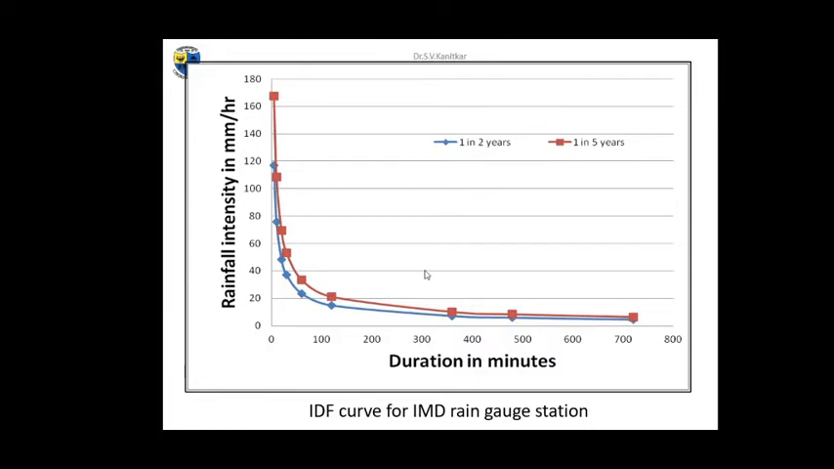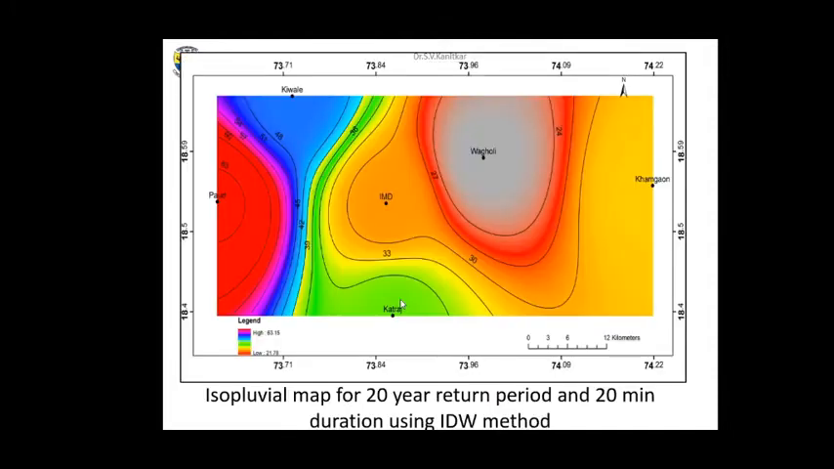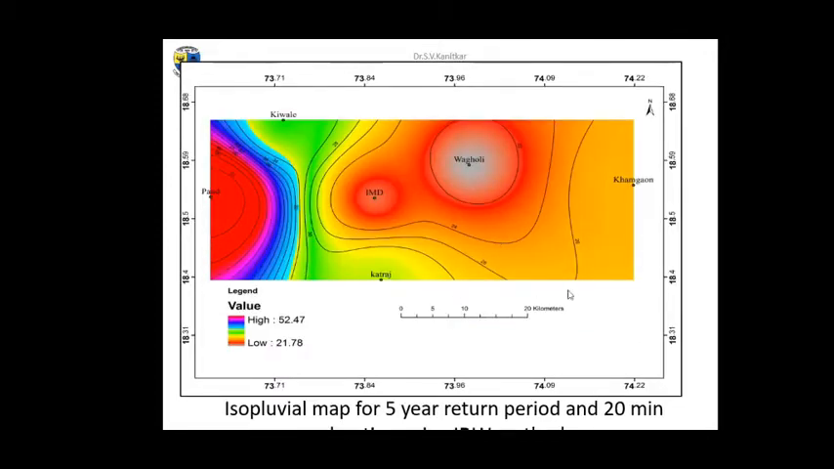IDF curve generated for different return periods, one in 2 years, one in 5 years, likewise. So it's again a very detailed procedure of creating an IDF curve, which is not a part of geoinformatics, obviously. Here you have an isopluvial map for say 20-year return period and 20 minutes duration created using the inverse distance weighting method of spatial interpolation. So likewise, a number of such contour maps for different return periods and time durations, time of concentration, can be prepared, which can help the designer to pick up values and accordingly design.